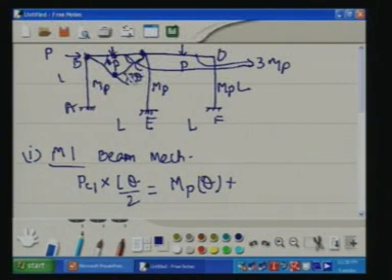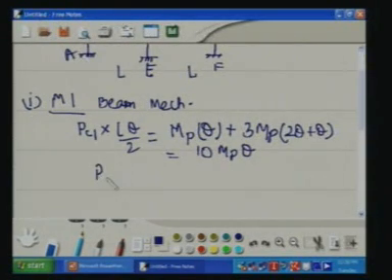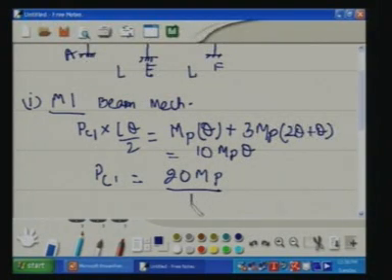plus thrice M p, this is 2 theta and this is theta. So, 2 theta plus theta, this will be the equation. So, this will be equal to M p theta and 9 M p theta. So, this will become 10 M p theta. So, P C 1 will be equal to 20 M p by L.